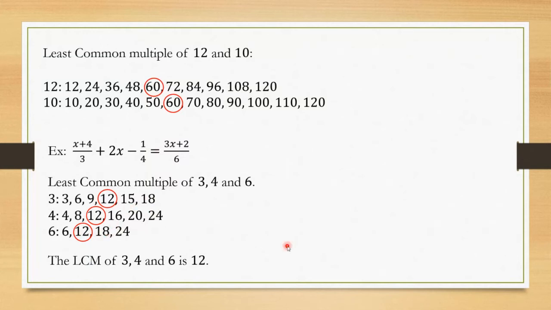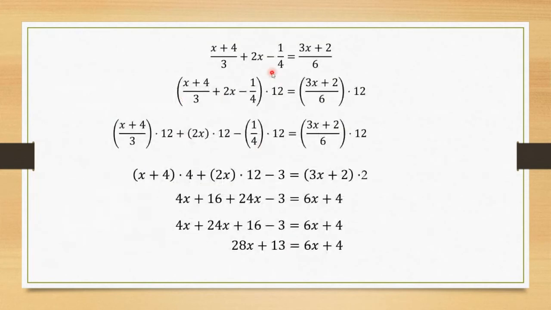Okay, now what do we do with the 12, which is the least common multiple? As you can see here, we're going to multiply both sides by 12. Now, why does that help us? Well, look what's happening when we distribute. We're multiplying both sides by the same non-zero number, in this case 12. Now we simplify both sides. On the left side, we're going to distribute, as you can see. And watch what's going to happen.